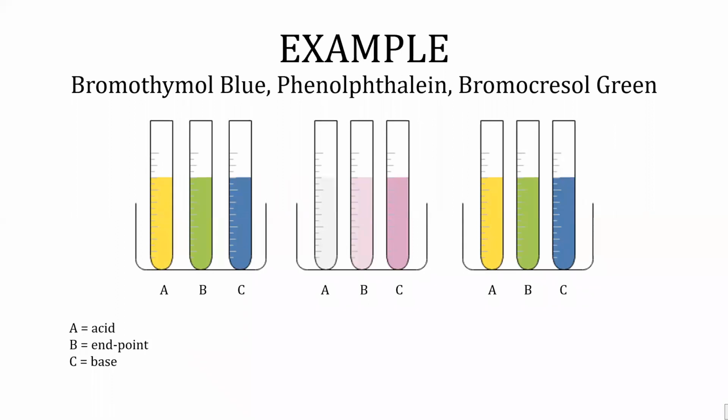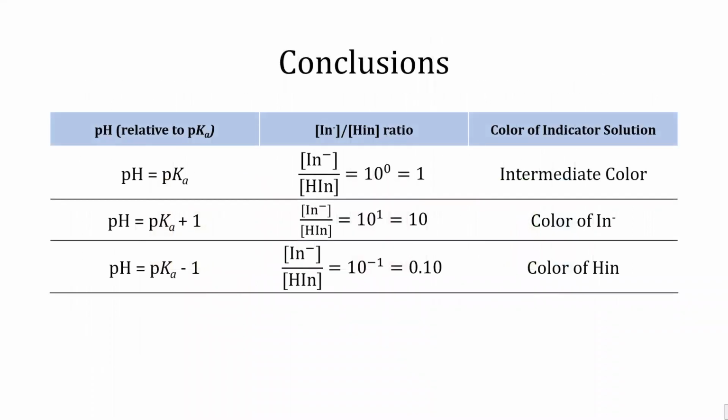Here are 3 indicators for display showing the colors in acid, endpoint intermediate, and base form. At the left is bromothymol blue, whose colors from acid to base form are yellow, green, and blue. At center is phenolphthalein, whose colors from acid to base form are colorless, light pink, and dark pink. At the right is bromocresol green, whose colors from acid to base form are yellow, green, and blue. Here is the table summarizing the relationship between pH and pK, the ratio between base and acid form of the indicator, and the resulting color of the indicator.